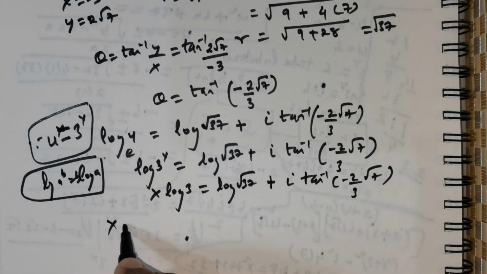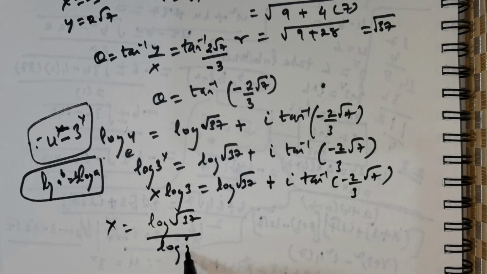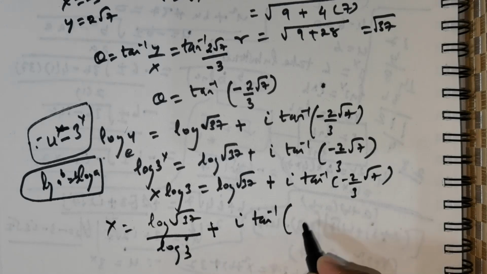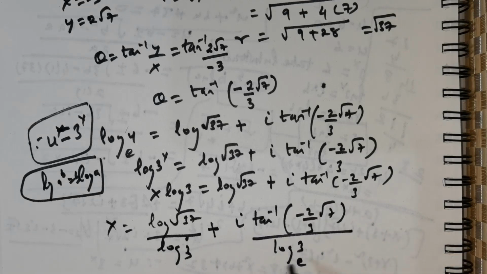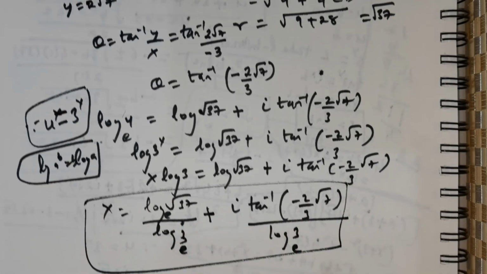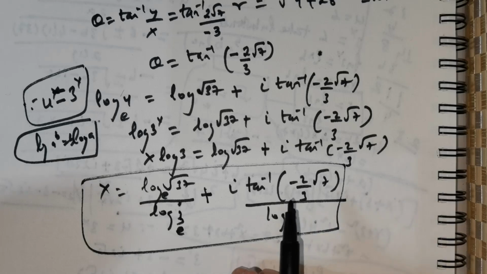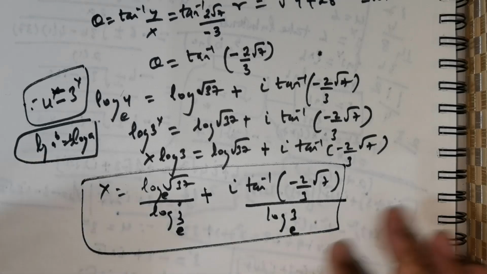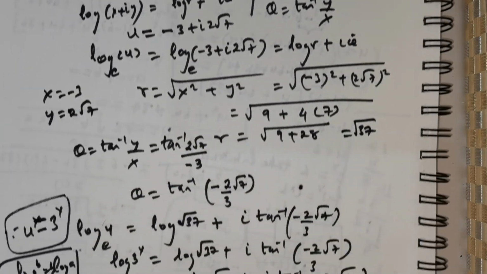So you need the x value. x is equal to log root of 37 divided by log 3, plus i times tan inverse of negative 2 root 7 over 3 divided by log 3. The base is e. So this is the complex root if they are asking for complex solutions also. Now I have just worked out one part. You can extend this result to the other value of u, which I have just shown you here. You can just repeat the entire process.